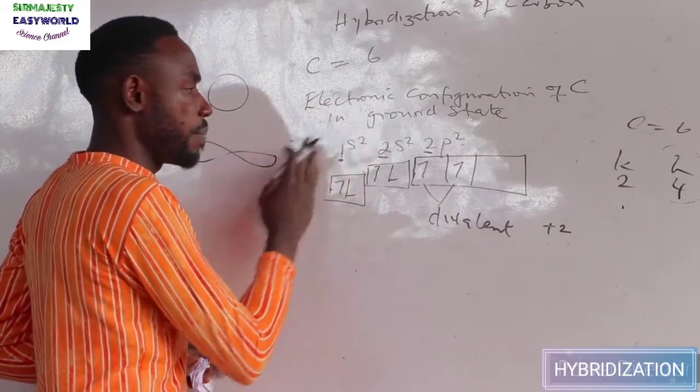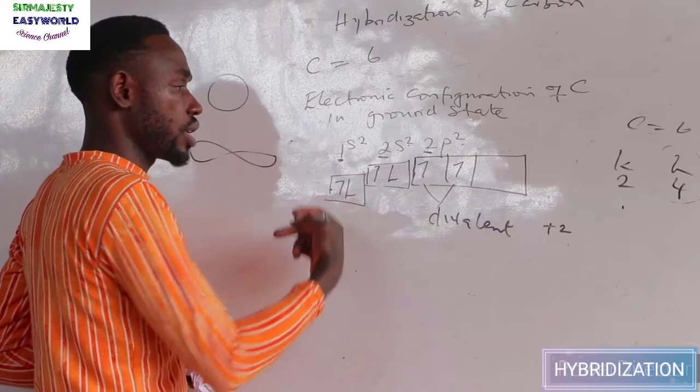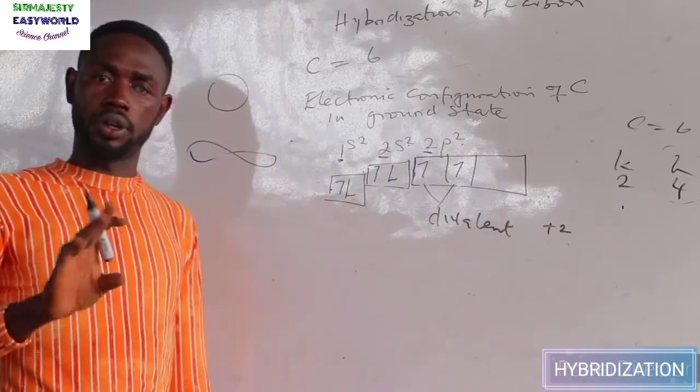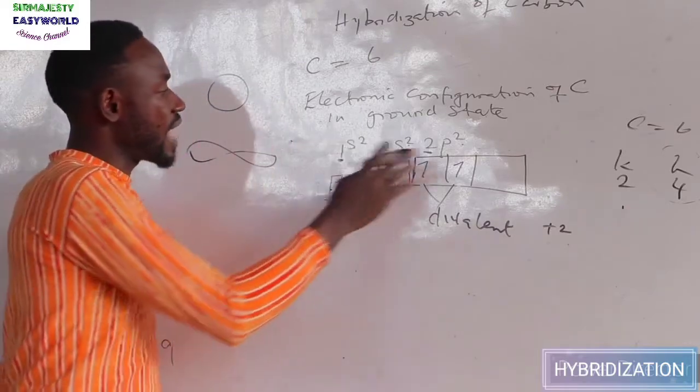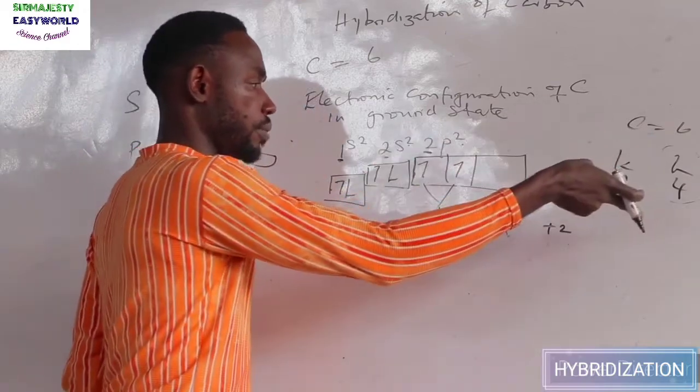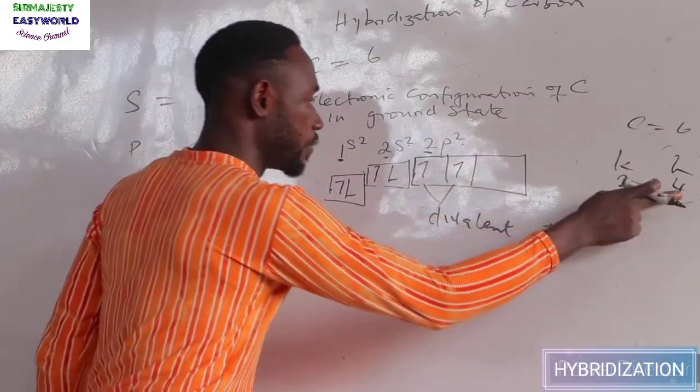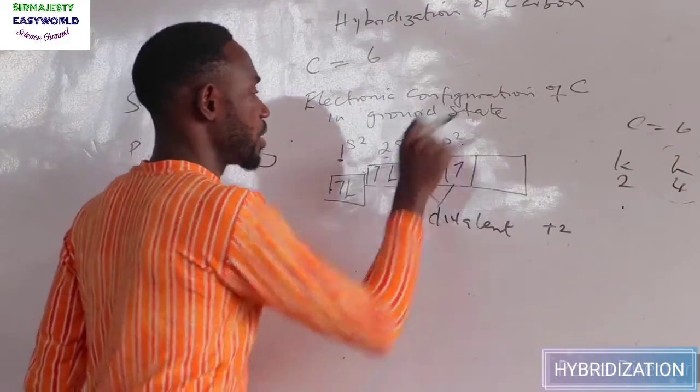So these ones, remember, the electrons of the inner shells in chemistry do not participate in bond formation. Therefore, it is these last 4 that will participate in bond formation. But as we have seen, out of these 4, 2 are in S and 2 are in P.